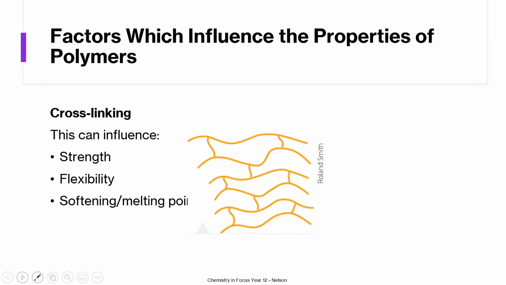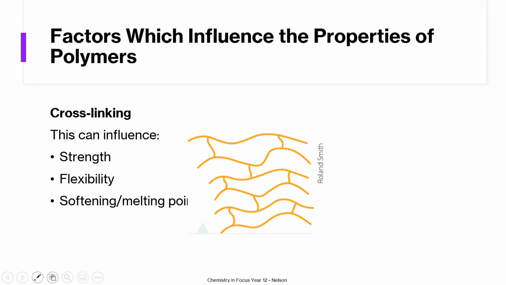So we can have branching that's actually a little bit more of a positive influence than what we saw in those amorphous sections. Here we have polymers that are quite crystalline in structure, but with the branches that connect them, that's actually going to increase the strength of the plastic itself and will also have an impact on flexibility and softening and melting point.